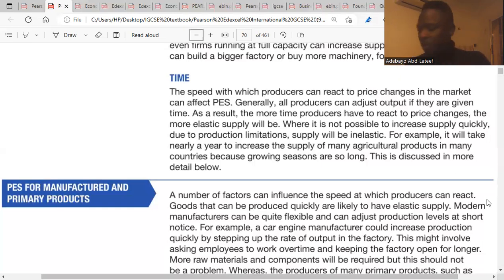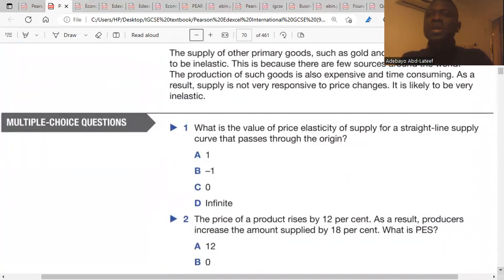Then for raw materials, the primary goods, we're talking about goods such as gold and diamond. No matter what the price is, an increase in supply for such products might not be quick. Please listen. When we talk about primary goods such as gold or diamond, an increase in price for such products would make PES inelastic. Why? Because gold and diamond are resources whose sources are not easily found. So the supply for such products will be inelastic.